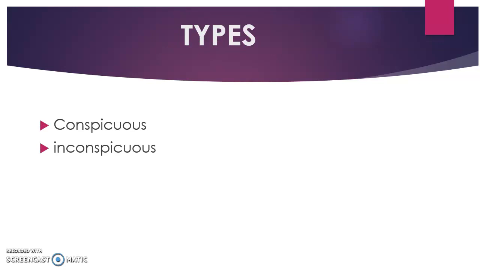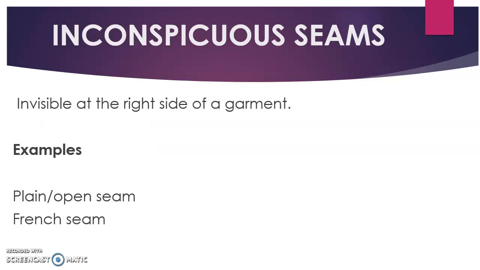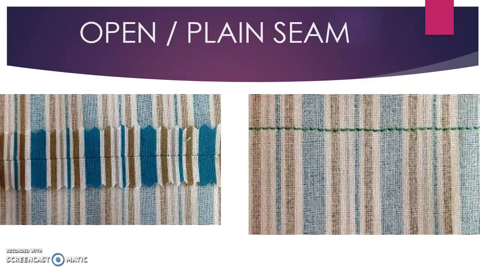We have 2 main types of seams. These are inconspicuous and conspicuous seams. Inconspicuous seams are not visible at the right side of the garment. Examples are plain or open seam and French seam.